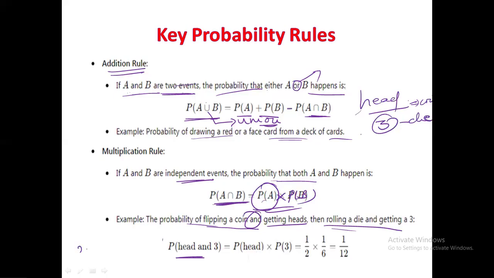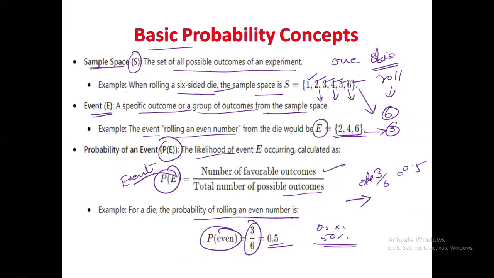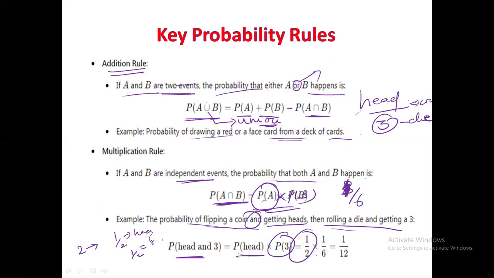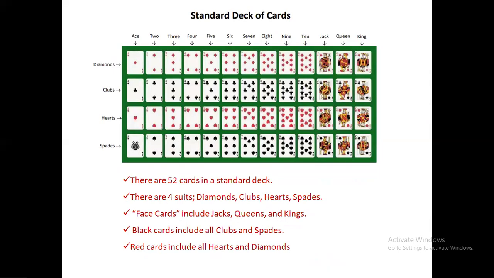So the coin, if you are tossing, there are two options: 1 by 2 is for head and 1 by 2 is for tail. Probability of head is equal to 1 by 2. Probability of 3: how many 3s are there on a die? Only one. So it is 1 by 6. Using the probability multiplication rule, 1 by 2 times 1 by 6 is equal to 1 by 12. This is the best example.